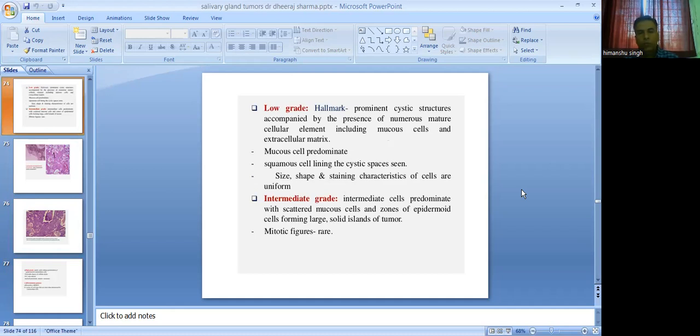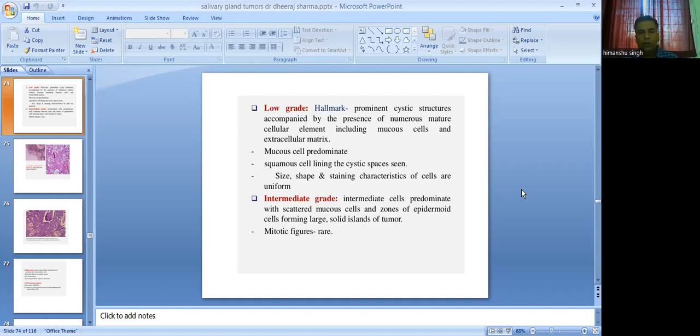Now coming to the low grade variant, the hallmark feature is the prominent cystic structures, which are accompanied by the presence of numerous mature cellular elements, including mucous cells and extracellular mucin. In this variant, the mucous cells are usually predominant. Squamous cells lining the cyst spaces are also seen. The size, shape, and staining characteristics of all the cells are uniform.